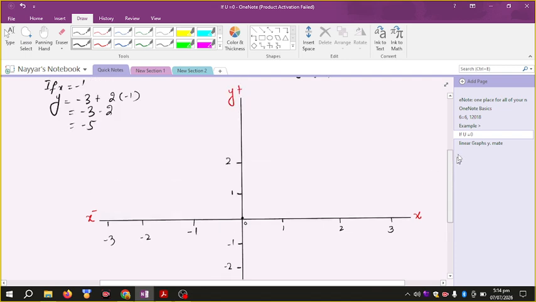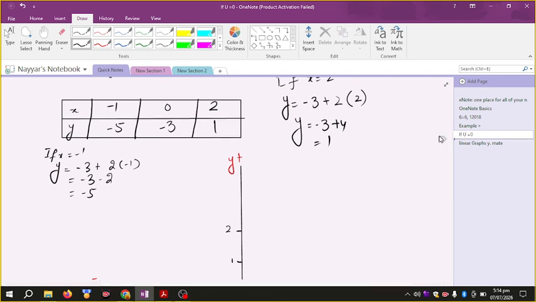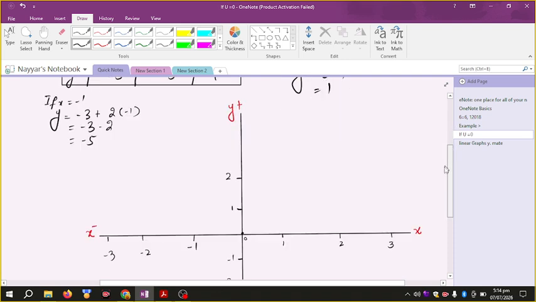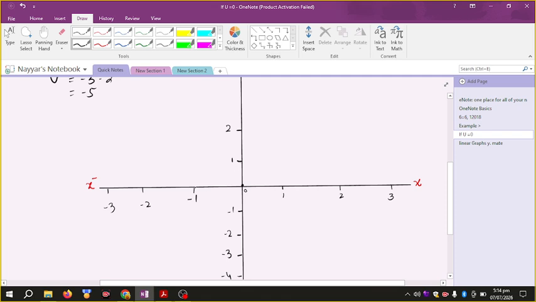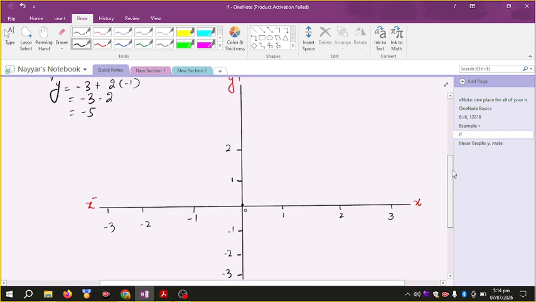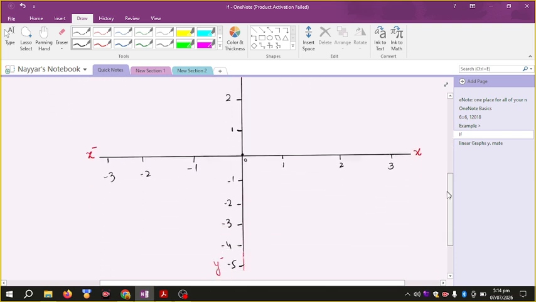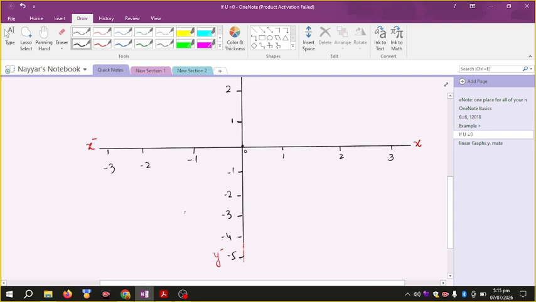Now you look at the table. In the table it's saying that x is negative 1, so y is negative 5. So negative 1 and negative 5 mean that here this is negative 1 and the negative 5, you know that the first value is x and the other is y. So this is x value negative 1 and this is y value negative 5. So my point will be here.